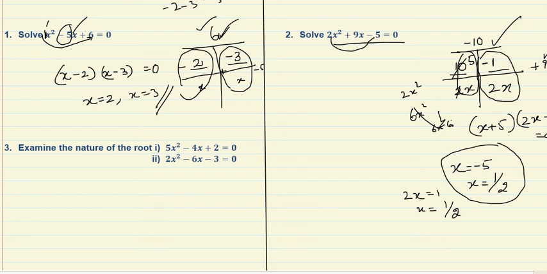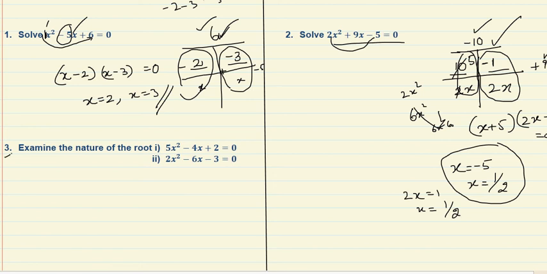Understood how I am doing? I am multiplying 2 into minus 5 here to get minus 10, and I want two numbers that must be factors of minus 10, and on adding it must give you plus 9. And I am splitting this 2x square here, 2x cancelling off and making it a root.